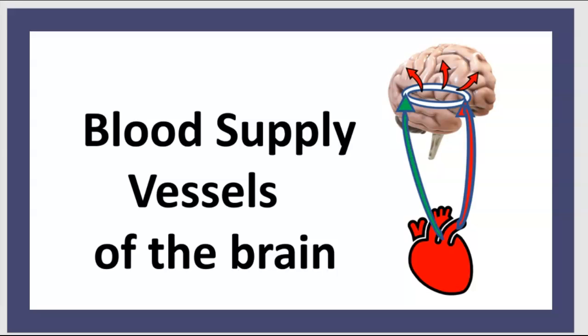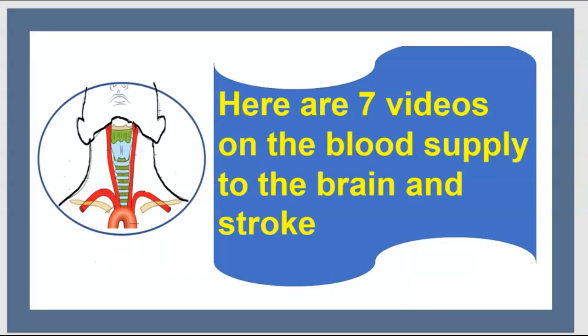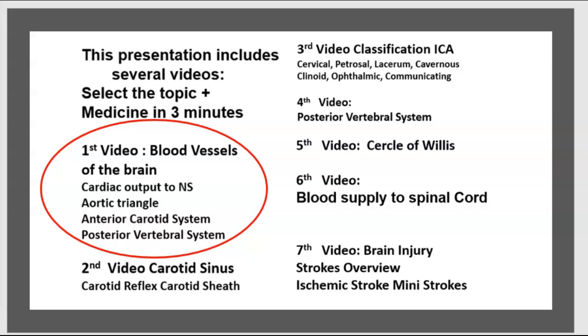Blood supply vessel to the brain. This presentation includes several videos. Select the topic plus Medicine in 3 minutes. First video, blood vessels of the brain. Cardiac output to nervous system. First aortic triangle. Second anterior carotid system. Third posterior vertebral system. Second video, carotid sinus, 1 carotid reflex. 2 carotid sheath. Third video, classification of internal carotid artery.